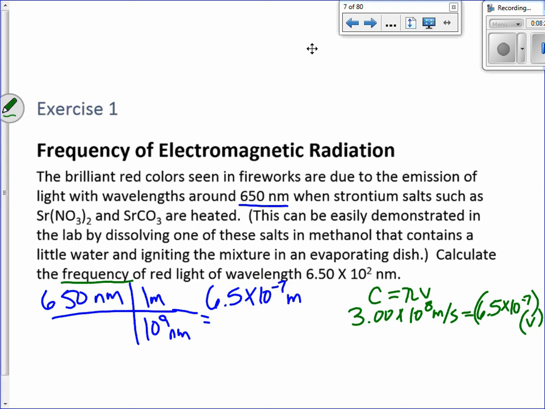Okay? So if we plug and chug, what do we end up getting here? Yes, we're going to end up getting 4.6 times 10 to the 14th hertz, or you could write it as 1 over seconds, depending on how you want to write your unit. 1 over seconds is the same thing as hertz, so that equals your frequency.